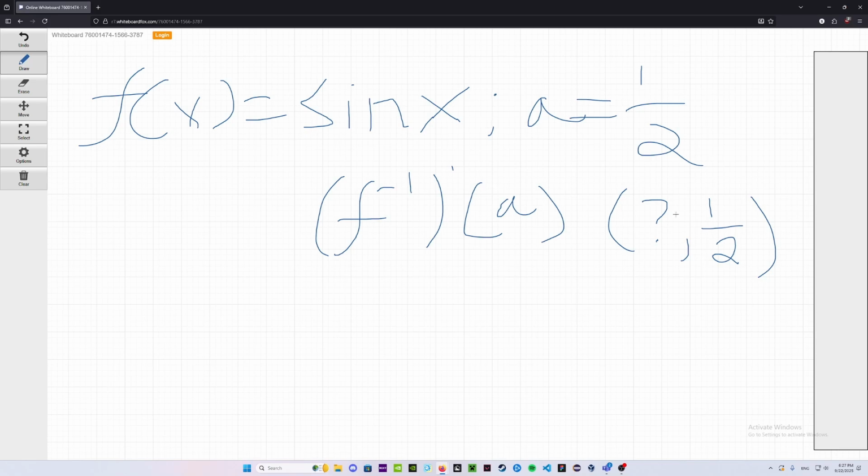So let's try to find this value, right? We want to find this value. So let's just complete the coordinate. And we know this is the y value for this function. So we're going to have 1/2 equals sine x. Now, the reason I picked this problem is because you have to use a bit of unit circle. So what would x be?